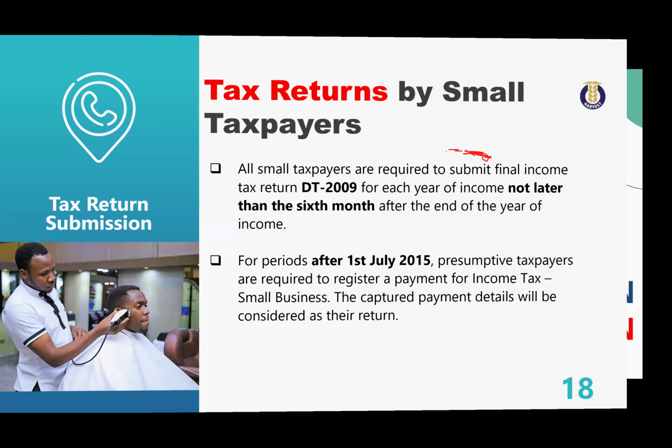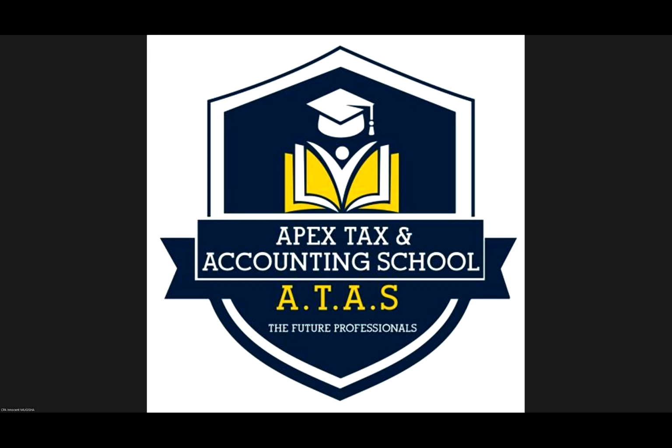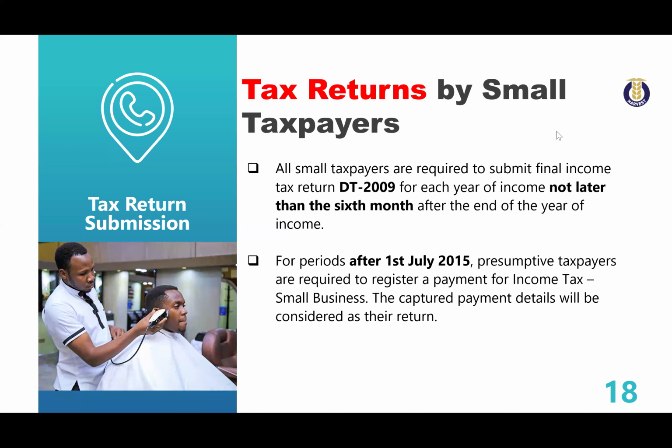That's true. And when it comes to tax returns by small taxpayers, they are required to submit final income tax returns, the DT 2009, for each year of income, not later than the 6th month after the end of the year of income. So, just like the other taxpayers that we have looked at or that we're going to look at, small taxpayers are also given that allowance of 6 months to put their books together, invite maybe a bookkeeper to look at them, and then they go ahead and file the return.